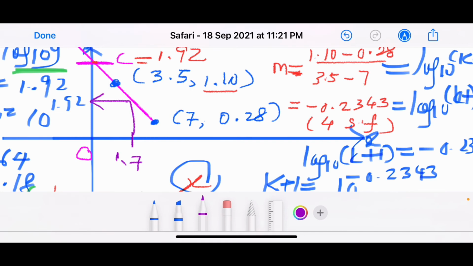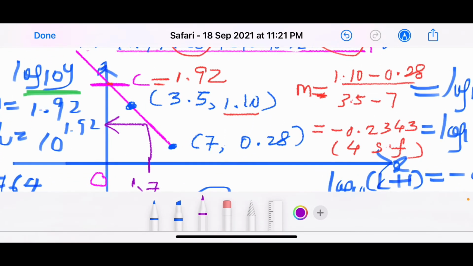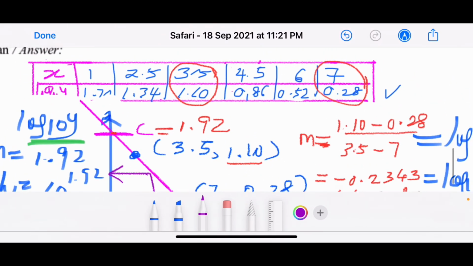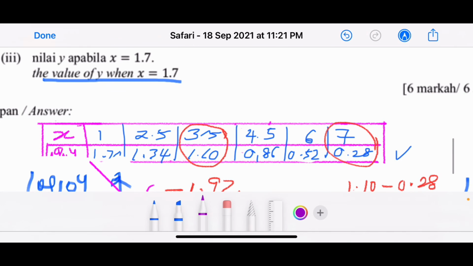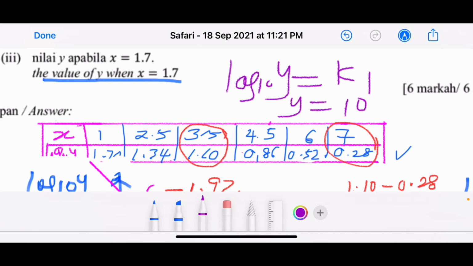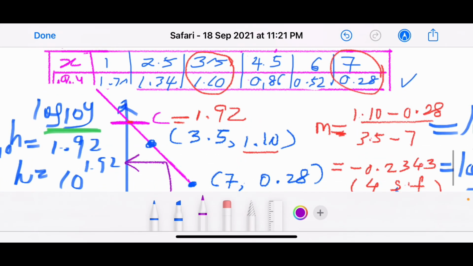But the value, let's say we read to the y-axis, is log 10 y. Log 10 y is equal to the value that we read. So after that, let's say it's k. So we have to take 10 to the power of k, right? Then we'll get the answer. Okay, so I will explain to you later when I have the graph.